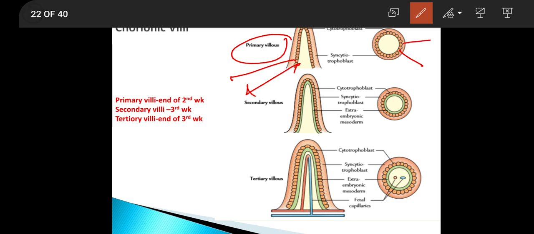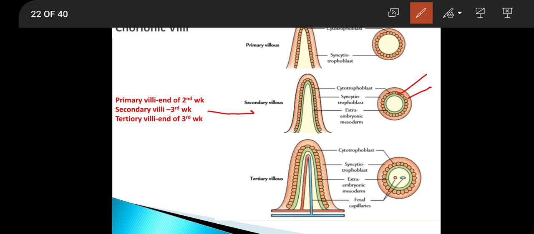And then in the third week, what happens? The extraembryonic mesoderm, which is the dark greenish one, is extending into the villi. That will lead to formation of secondary villi in the third week. If we take the cut section of the secondary villi, from center to periphery it is formed by the extraembryonic mesoderm, then cytotrophoblast, then syncytiotrophoblast.